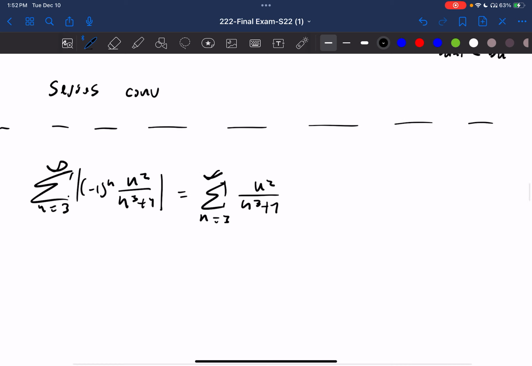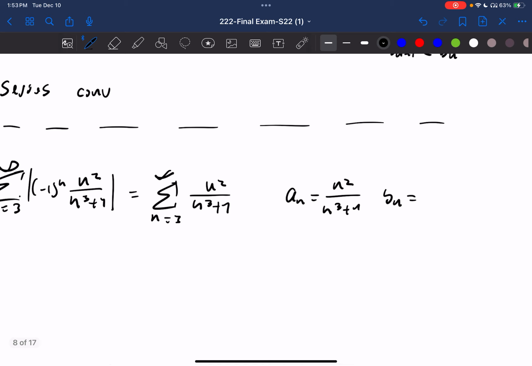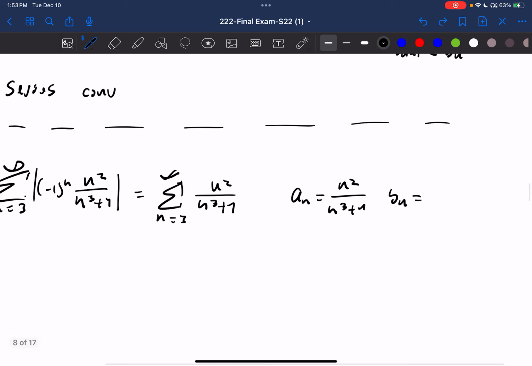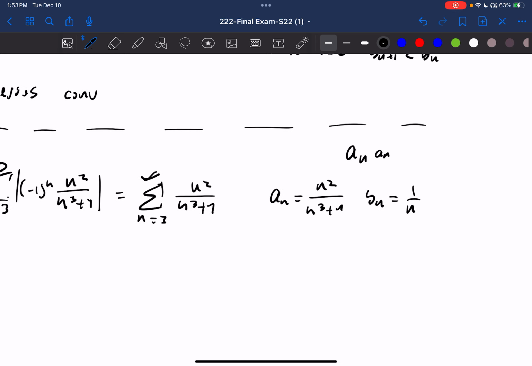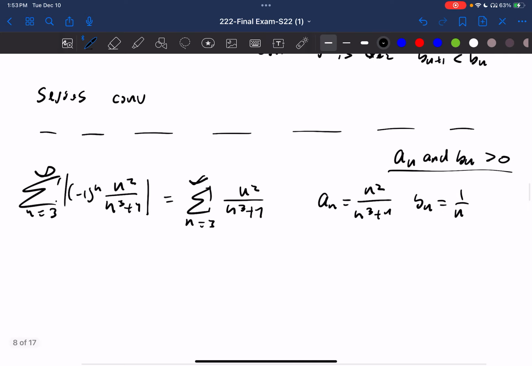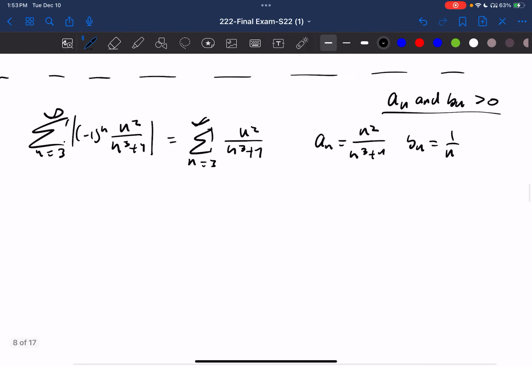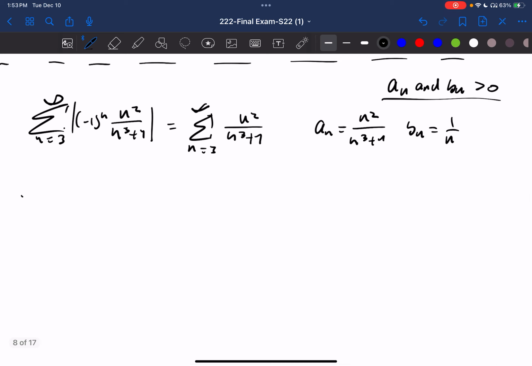But to show why it diverges, we need to say a of n is equal to n squared divided by n to the third power plus 7. And therefore b of n will be equal to, take the highest power on the bottom, subtract it from the top, 3 minus 2 is 1. So we're going to have 1 over n to the first power, which is 1 over n. And we need to say a of n and b of n are both greater than 0, meaning they're both positive. That's the only condition we need for limit comparison test. Now let's apply limit comparison test.